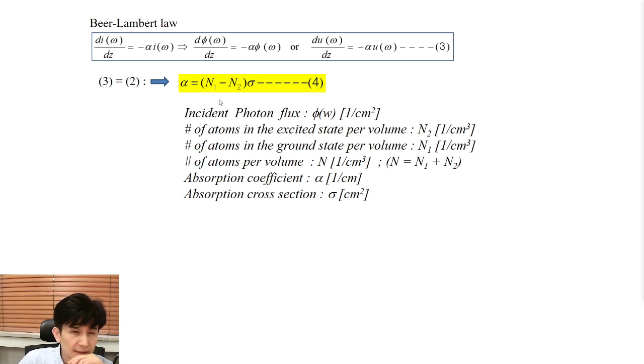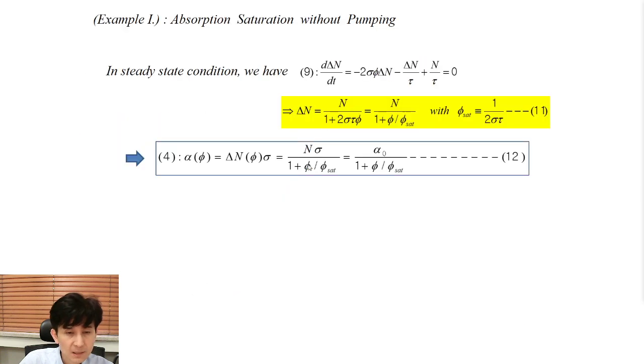Right. Alpha 0 is when all the atoms are in the ground state. That means n2 is equal to 0 and n1 becomes the total number of atoms n. So alpha 0 is the absorption where all the atoms are in the ground state, which is n times sigma, basically. So we have alpha as a function of phi: alpha 0 over (1 plus phi over phi set).